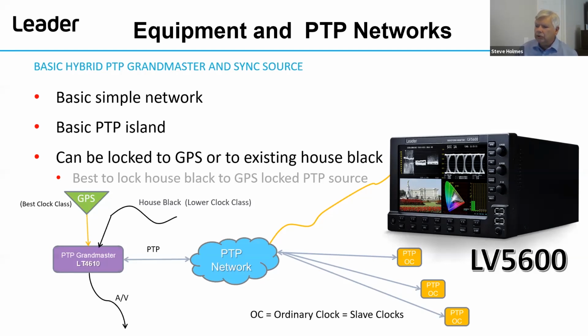Then it's going to go into the network and out to what they term ordinary clocks. Ordinary clocks are all the slaves. And then you can use test equipment like the LV5600 or the 7600 to look at how PTP is behaving through your network and monitor and troubleshoot things.